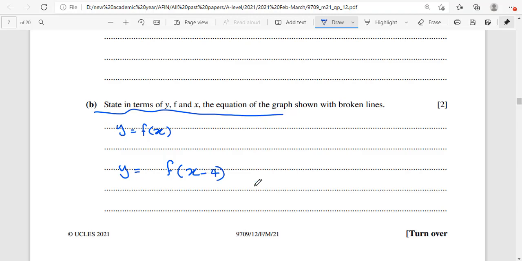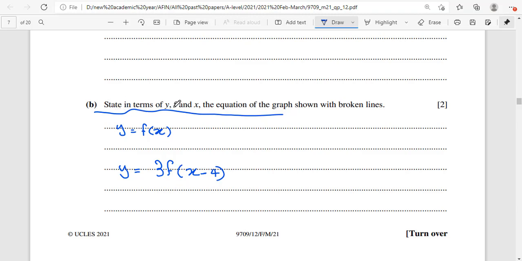Then a vertical stretch. A vertical stretch is simple. We just write it here. Scale factor 3 or stretch factor 3. For a vertical stretch, we just multiply the whole equation by the scale factor. But if it's a horizontal stretch, we multiply it with the x. And for a horizontal stretch, it's the opposite. For example, if the graph is 3 times greater than it was, then we write 1 over 3 here. Vertical is simpler.